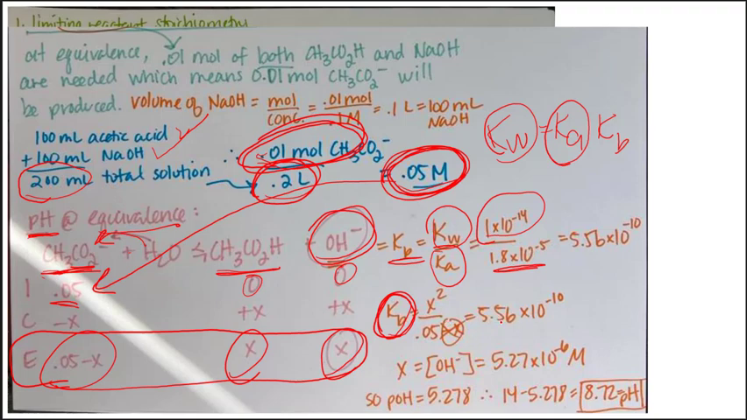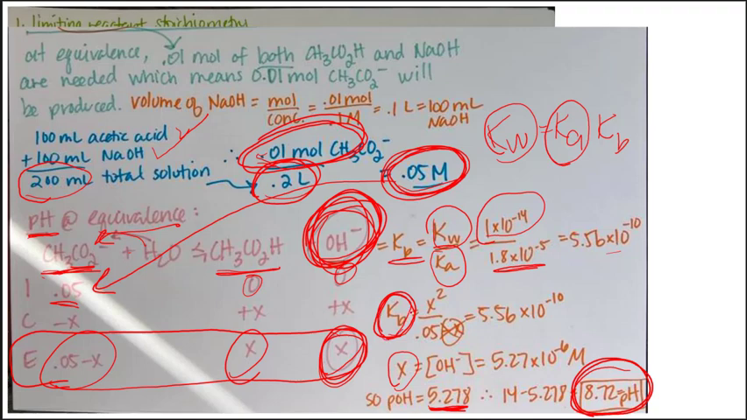I can cross off the minus x because my Kb value times 100 is way less than 0.05. When I solve for x, remember x is my hydroxide ion. So the negative log of that concentration will give me my pOH. Therefore, 14 minus the pOH will give me the pH at the equivalence point.